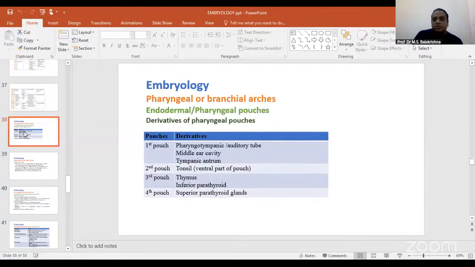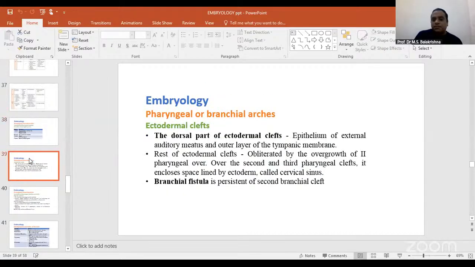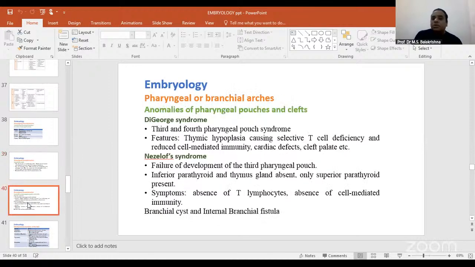Okay. So these pouches, I told you to learn the table. Fine. Yeah, this is very important: anomalies of the pharyngeal pouches and the clefts. These anomalies are very important. There is something called DiGeorge syndrome, Nezelof syndrome. These syndromes you should know. You can take a screenshot of this.